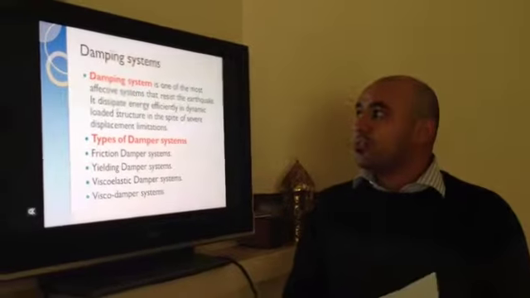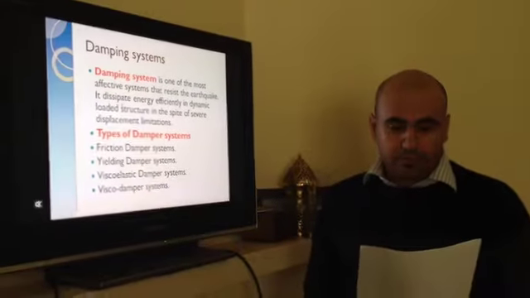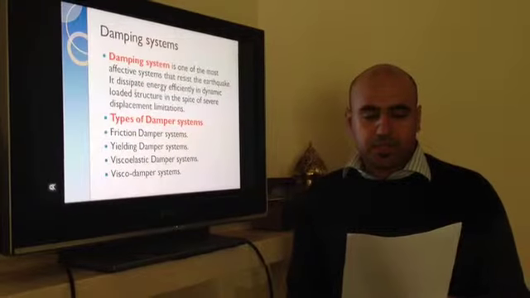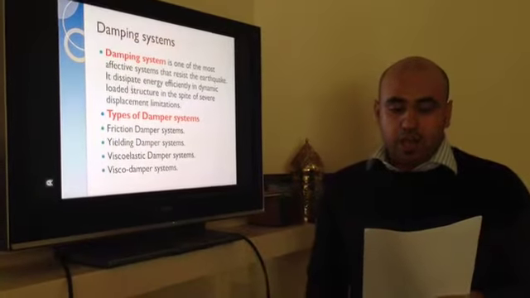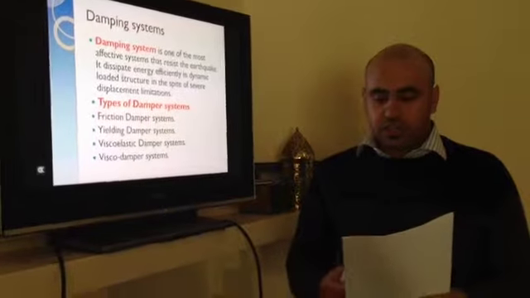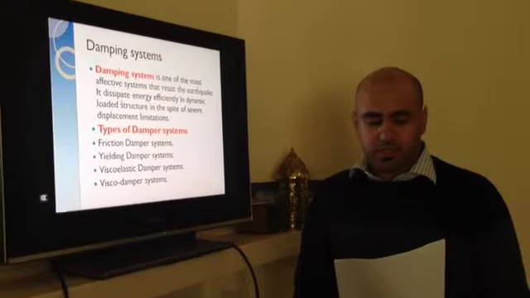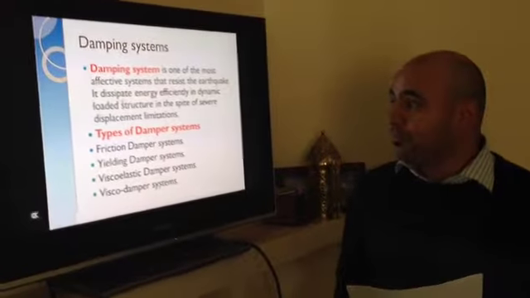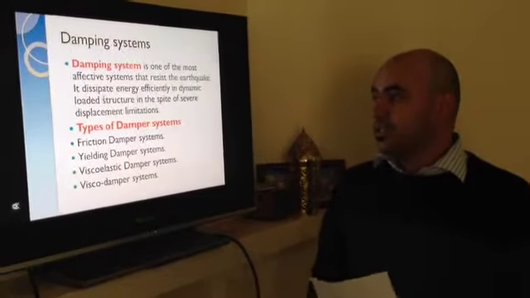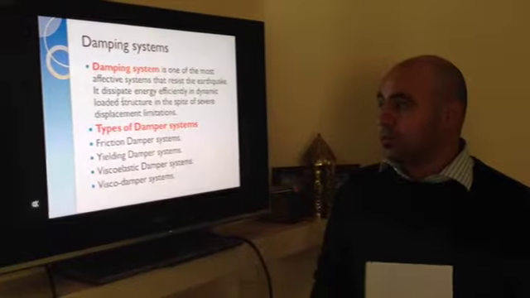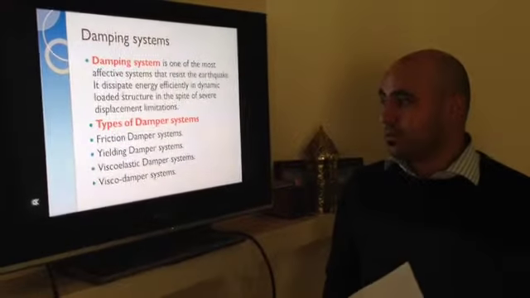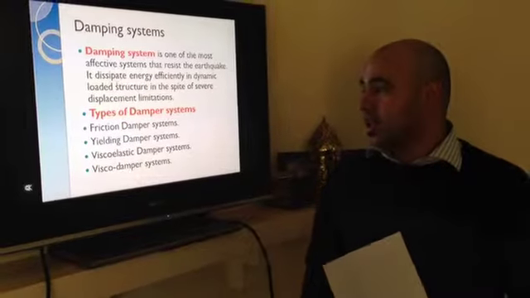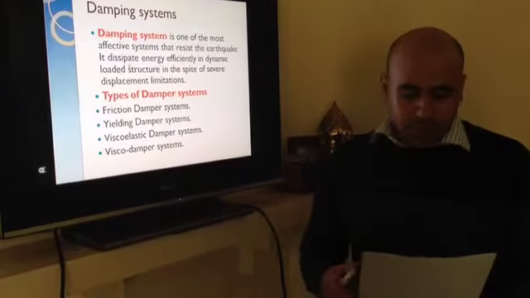The damping system is one of the most effective systems that resists earthquakes. It dissipates energy efficiently in dynamically loaded structures in spite of severe displacement limitations. Types of damper systems are, for example, friction damper system, yielding damper system, viscoelastic damping system, and viscous damper systems.